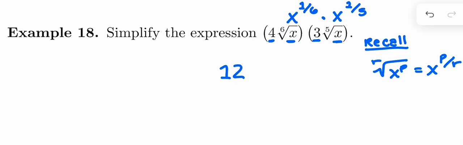So since we're multiplying bases, we're going to add those powers. So we have 1/6 plus 1/5. Of course, we could find a common denominator of 30 and add these together, or we can grab a calculator and just do 1/6 plus 1/5 in our calculator.